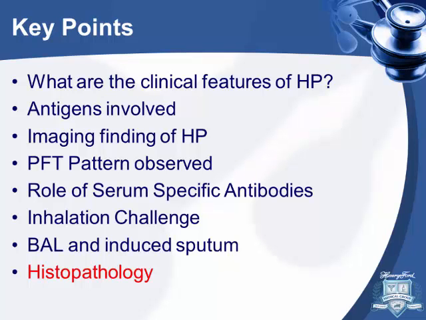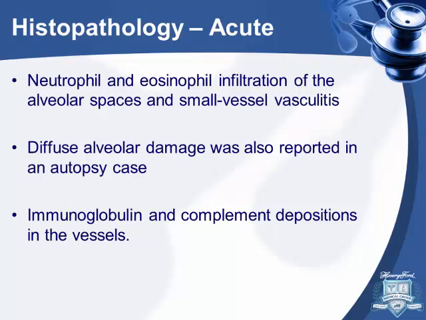Now let's talk about the last part, the histopathology. In acute changes, you'll have neutrophilic and insoluble infiltration in the alveoli and some small vessel vasculitis. You'll have diffuse alveolar damage, and of course, based on the pathophysiology that I talked about, you'll have immunoglobulin and complement deposition in the vessels as well, to be expected.